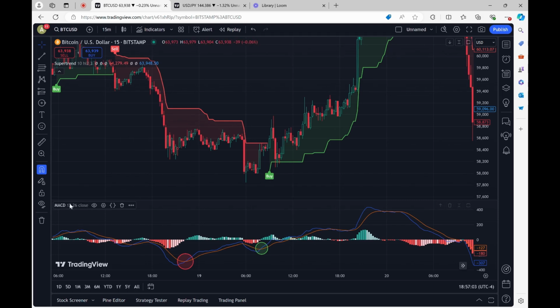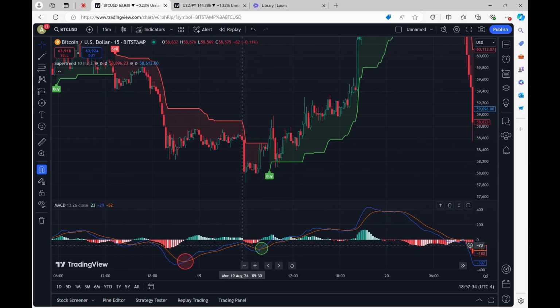So here we have the MACD indicator with the 12-day and 26-day moving average, and we have the super trend to confirm our trades. So here we see MACD crosses above the signal line while below the zero line, which would be an indication to buy. However, we don't get a confirmation indication from the super trend indicator. So because we didn't get that, we wouldn't buy.